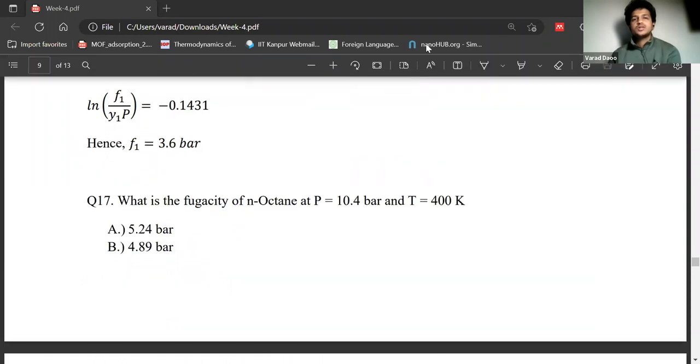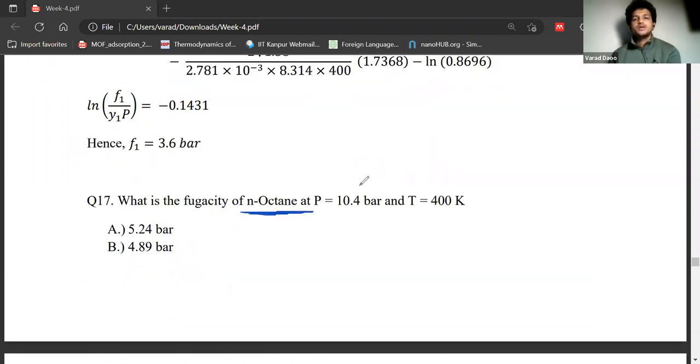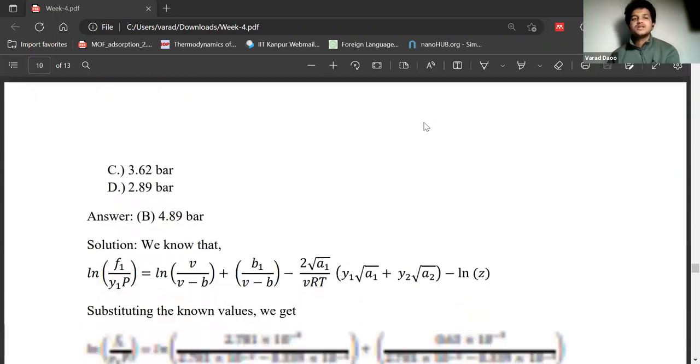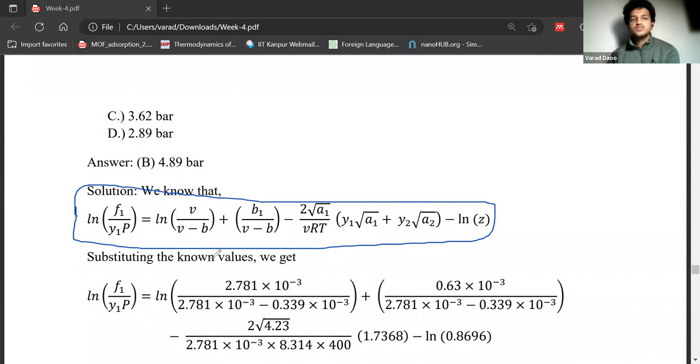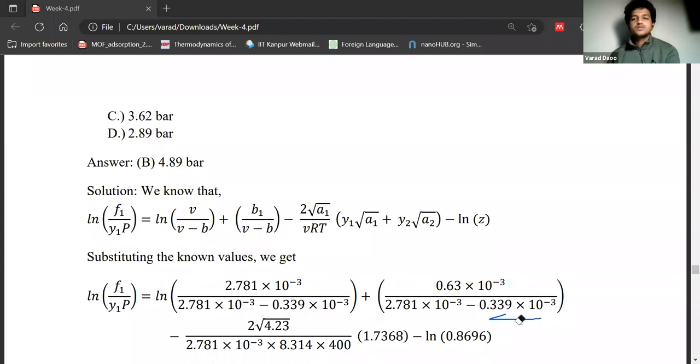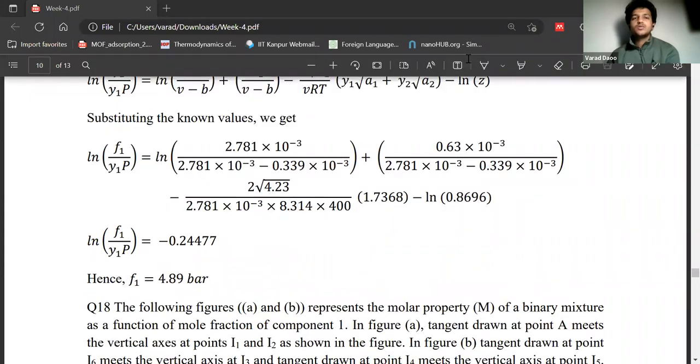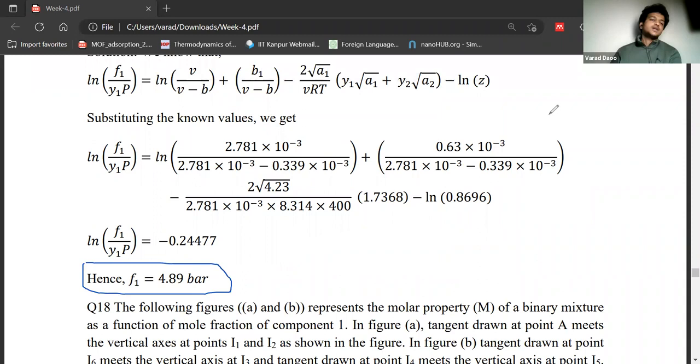Okay. So what is the next question? The next question is for n of n. For doing the calculation of one question, you get two questions for free. So same expression you have, you just put in the values for the n of n this time. So it will be b2, b2, right? Substitute the known values, and you end up with the fugacity of 4.89. So I hope the solution is clear to everyone.